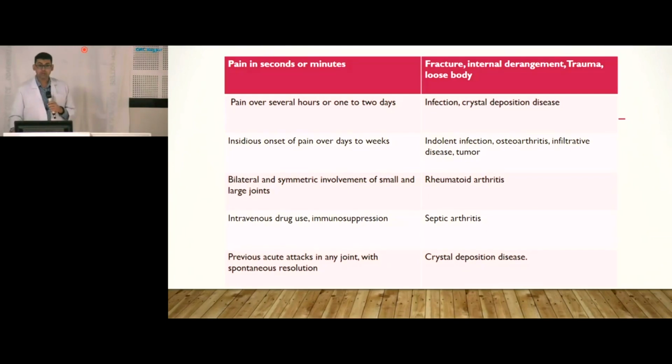Intravenous drug abuse, if at all you are able to decipher this history, then septic arthritis should be your differential. And spontaneous resolution of the acute attack suggests crystal arthropathy, and also nowadays, especially after the post-COVID era, there is somewhat more incidence of palindromic rheumatism.